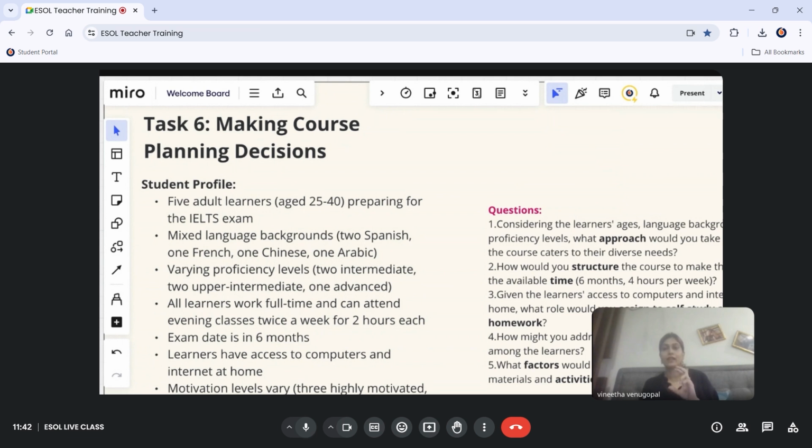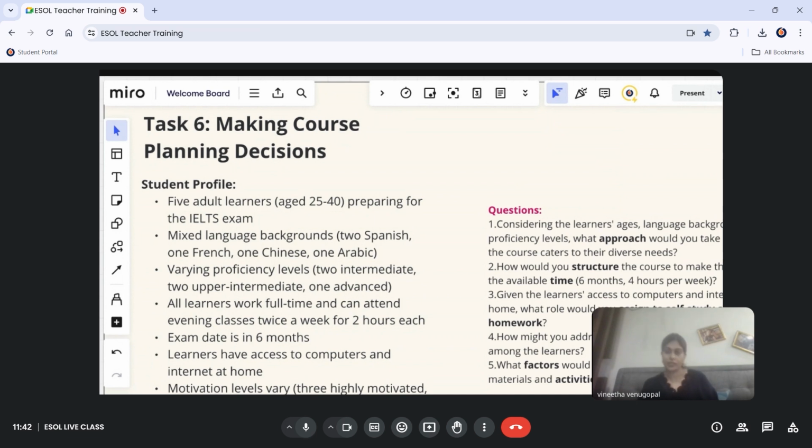It can be equal. And for the 2 intermediate students, I might give some extra speaking. Otherwise, it can be equal. That's what I feel.